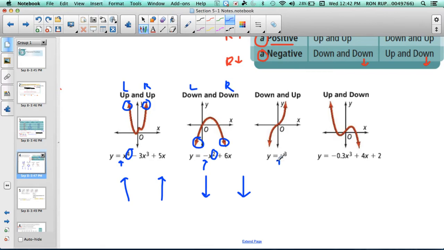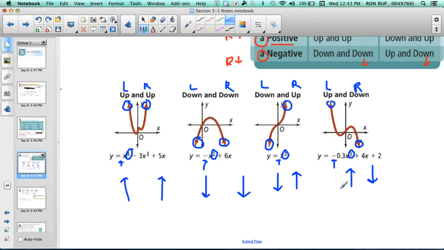Moving here, my a value is positive, telling me my right side will go up, but my degree is odd, telling me my left side will be opposite. So my end behavior is down and then up, because you always go from left to right, down and then up. And then lastly here, this negative means my right side is going down. This index means it's opposite, so the left side goes up. So my end behavior is up and then down.